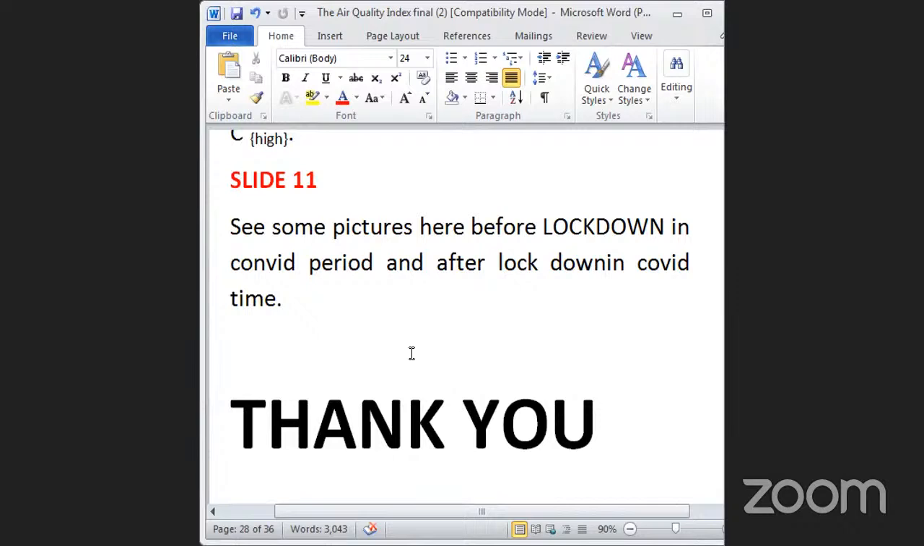So you see some pictures here, before lockdown in the COVID period and after lockdown. So you see how the pollution is here. So this is the Great Wall of China, Beijing, you see here, before COVID and after COVID, right? And also Paris, the Eiffel Tower. And you see here Delhi, Agra. So this is the air quality index topic, right?